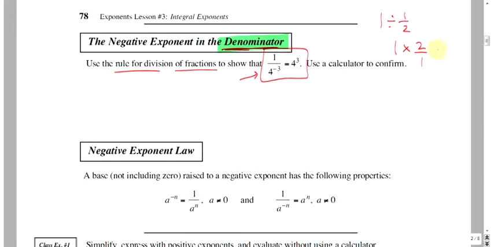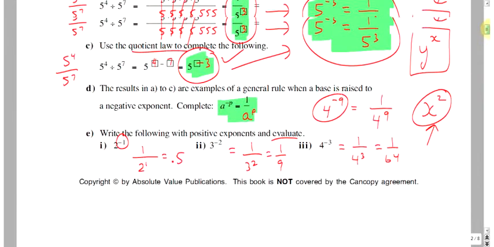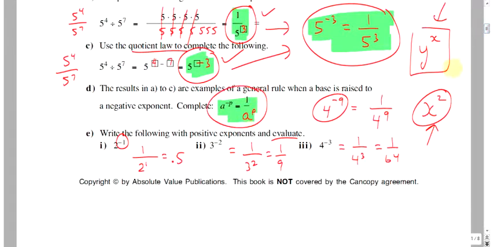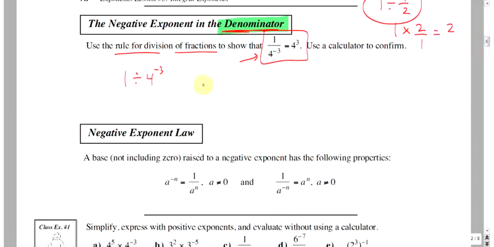Okay. This is 2. Let's think baking. Let's think foods. How many half cups are in 1 cup? 2. Okay? That's what you want to do. Same thing here. I don't want to divide. Okay? This is 1 divided by 4 to the minus 3. Okay? But what is 4 to the minus 3 again? Can I write that as a positive? That's 1 over 4 to the positive 3, right?